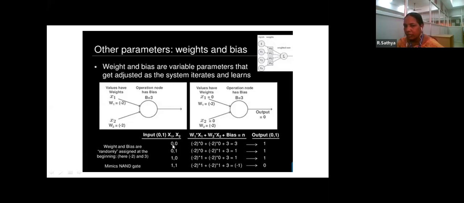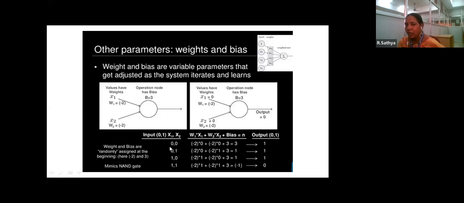Just add it, with x1 as 0, x2 as 0, for w1 as -2, w2 as -2. Likewise, you just apply for all these 4 combinations. You are getting some output, either it is 1 or 0. I will be getting only 2 answers, right? Either I get the binary numbers 1 or 0. And look at this. This is simulating NAND gate operations.